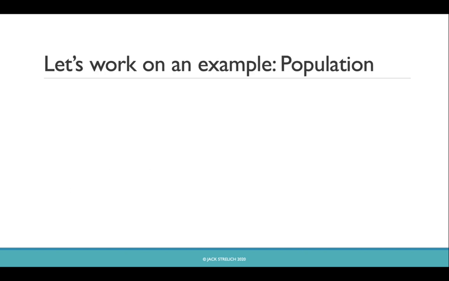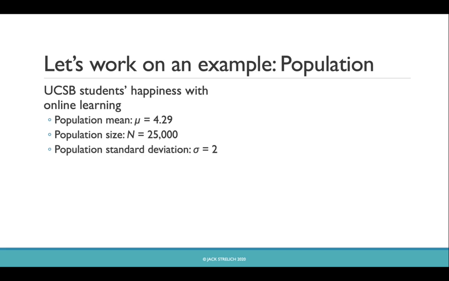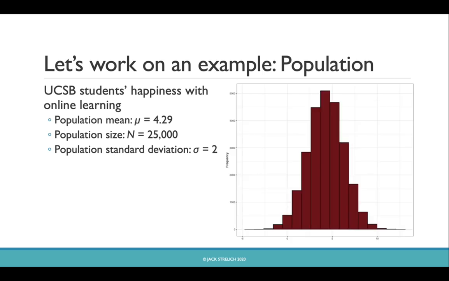So let's walk through an example. Let's say that our population is UCSB students, and we're interested in measuring their happiness with online learning. Let's say that our population mean, mu, is 4.29 out of 5, our population size, n, is 25,000, and our population standard deviation, sigma, is 2. So we'd end up with a population distribution that looks like this. Recall, of course, that in real life we would not be able to know all of this information about our population.